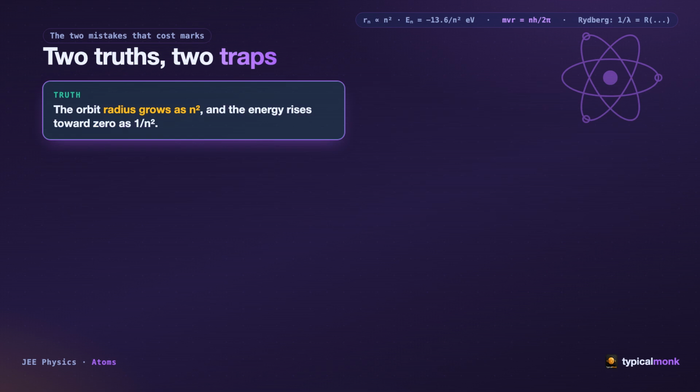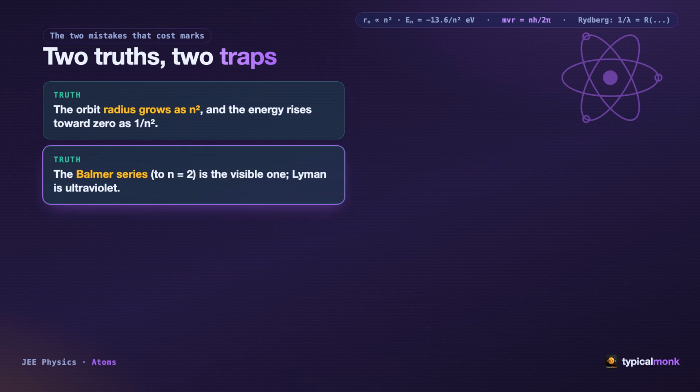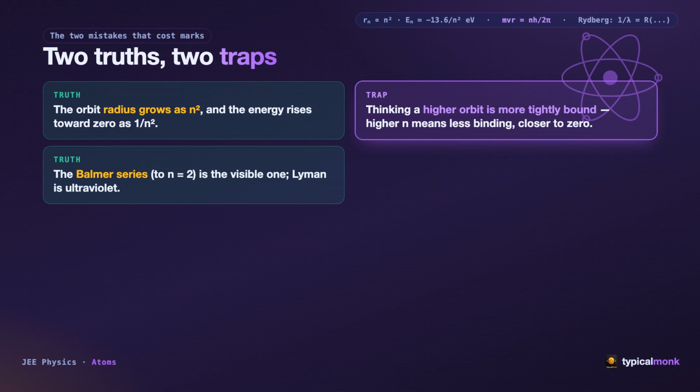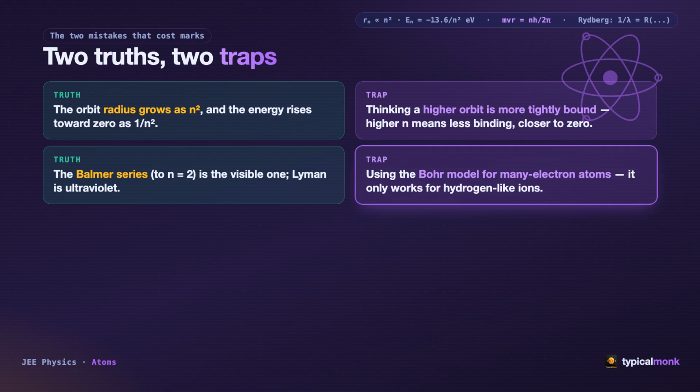Now the two mistakes that quietly cost marks. The truth: the orbit radius grows as n squared, and the energy rises towards 0 as 1 over n squared. The trap: thinking a higher orbit is more tightly bound. In fact, a higher n means less binding and an energy closer to 0. The second truth: the Balmer series, which ends on n equals 2, is the visible one. The Lyman series is ultraviolet. The second trap: using the Bohr model for many-electron atoms. It only works for hydrogen and hydrogen-like ions.